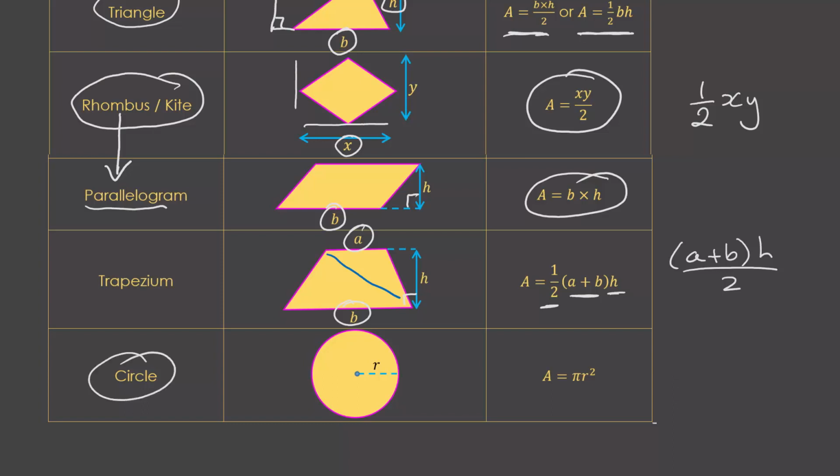And the other one we need to look at here is the circle with the radius of r. The area is pi times the radius squared. Just be careful when they give you the diameter that you need to halve it to get the radius.